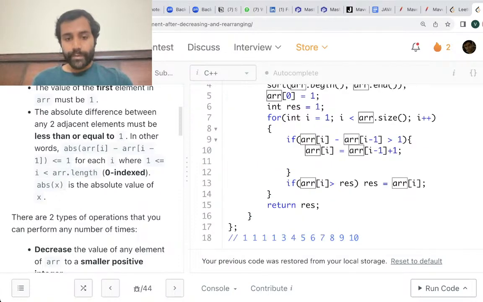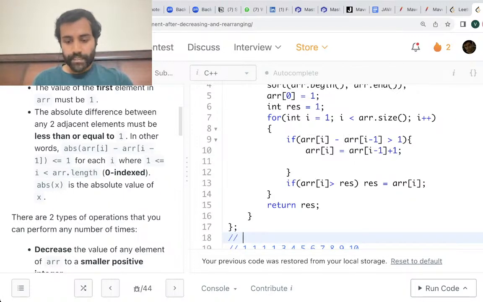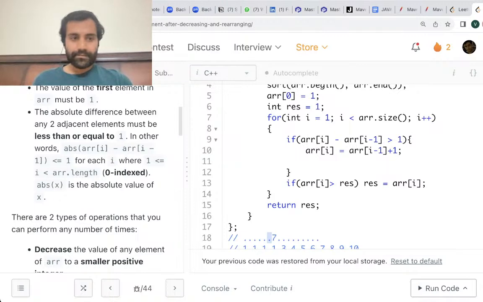So what we want is that the absolute difference between the adjacent elements must be less than or equal to 1, which means, let's say we have an array, and there is some element over here called 7. If there is an element 7 over here, then can you tell me how many choices do we have for an element towards the left? I mean, how many possible values can there be in the left element, and what are those possible values?